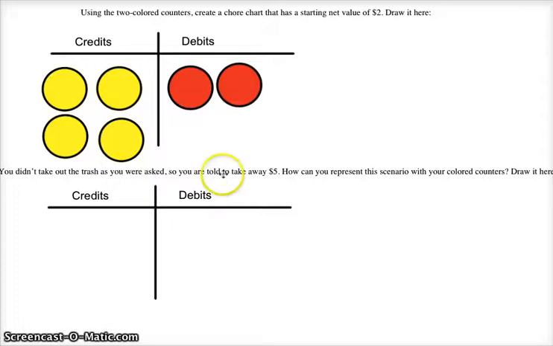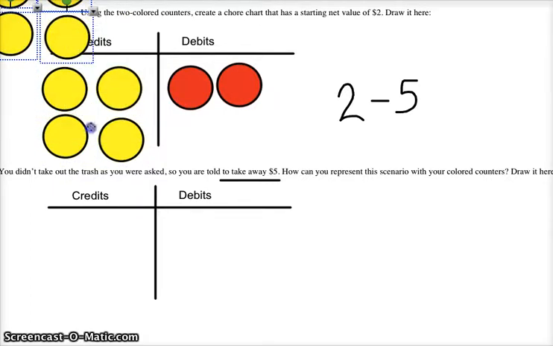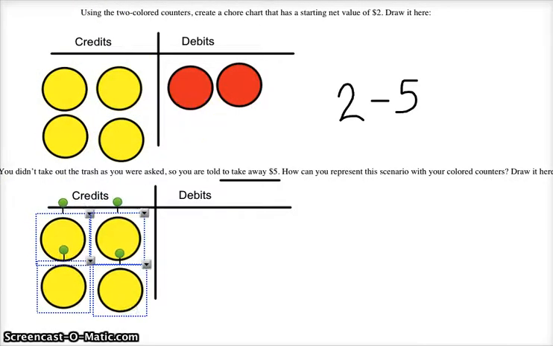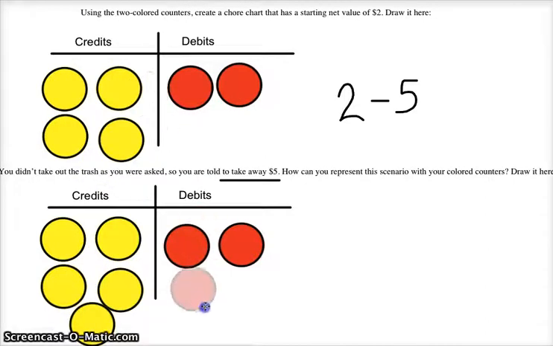the prompt tells us we're to take away $5. Again, +5. So here we have a net value of 2, and we want to take away a +5. Well, even if I have this as my chore chart, copy and paste those there. I only have 4 credits here. I can't take away 5, so I need to create one more set of 0 pairs.